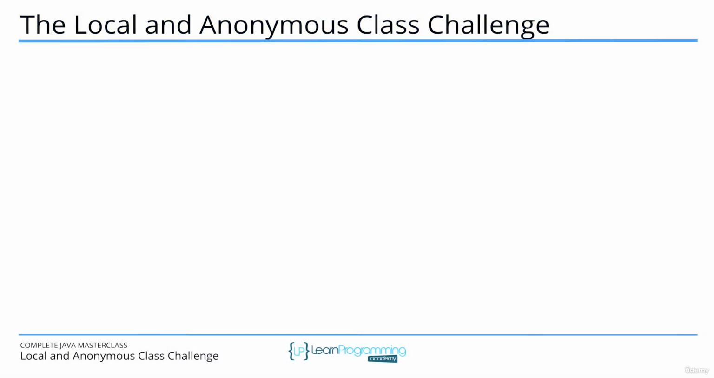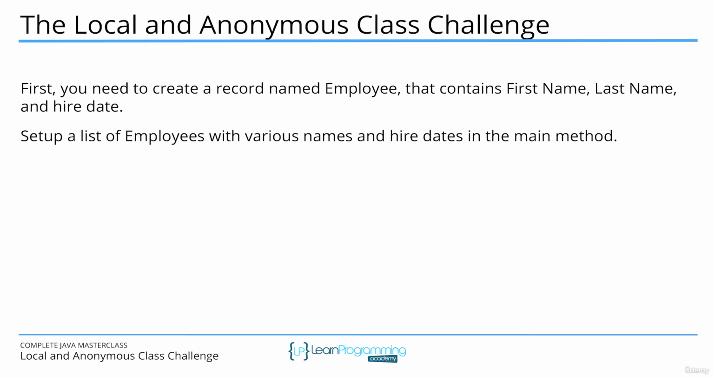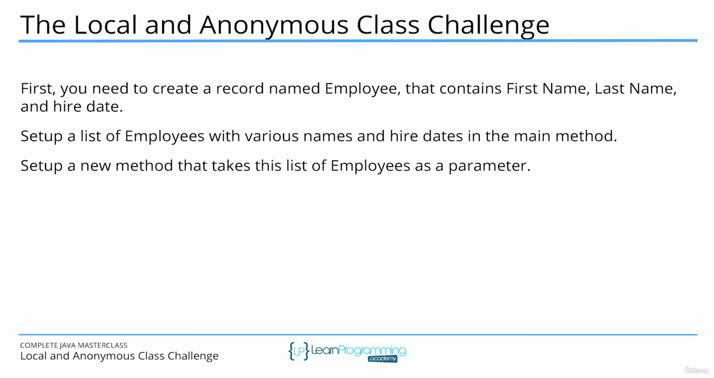Welcome to the Local and Anonymous Class Challenge. First, you need to create a record named Employee that contains first name, last name, and hire date. You'll be using this record as a domain class, which you can pretend you don't have the luxury of changing. Next, set up a list of employees with various names and hire dates in the main method. Then, set up a new method that takes this list of employees as a parameter.